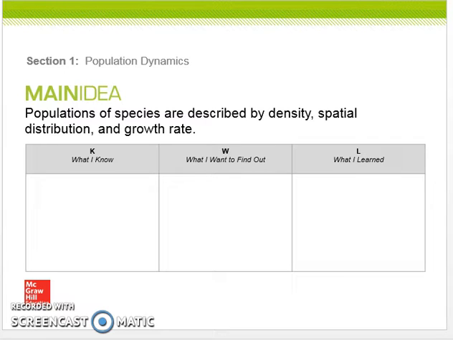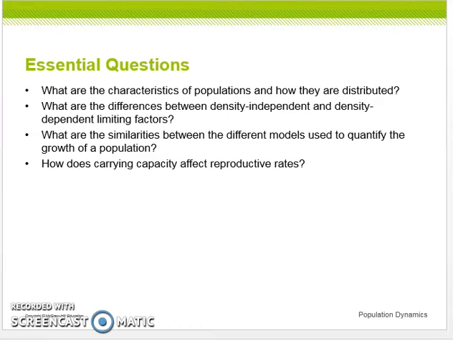Main ideas of this section: populations of species are described by density, spatial distribution, and growth rate. Your essential questions for your pop quizzes as well as your tests will be: what are the characteristics of populations and how are they distributed? What are the differences between density-independent and density-dependent limiting factors? What are the similarities between the different models used to quantify the growth of a population? And how does carrying capacity affect reproductive rates?